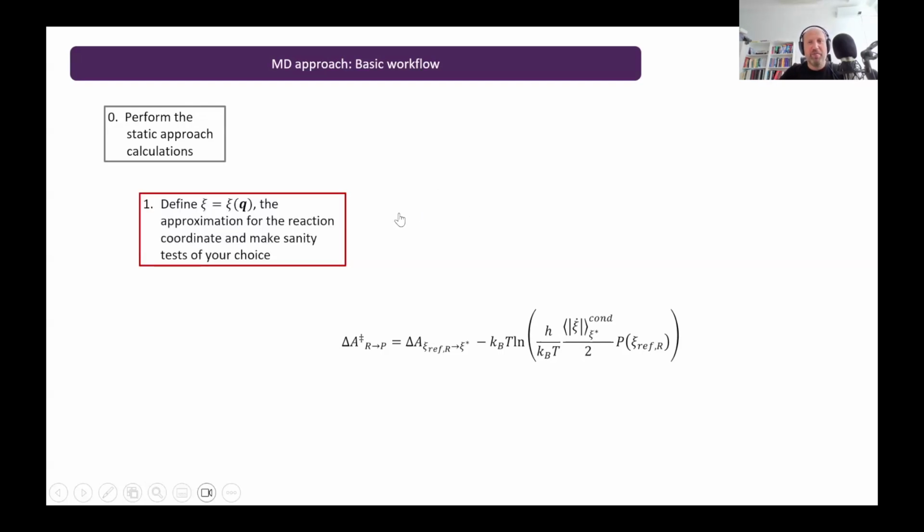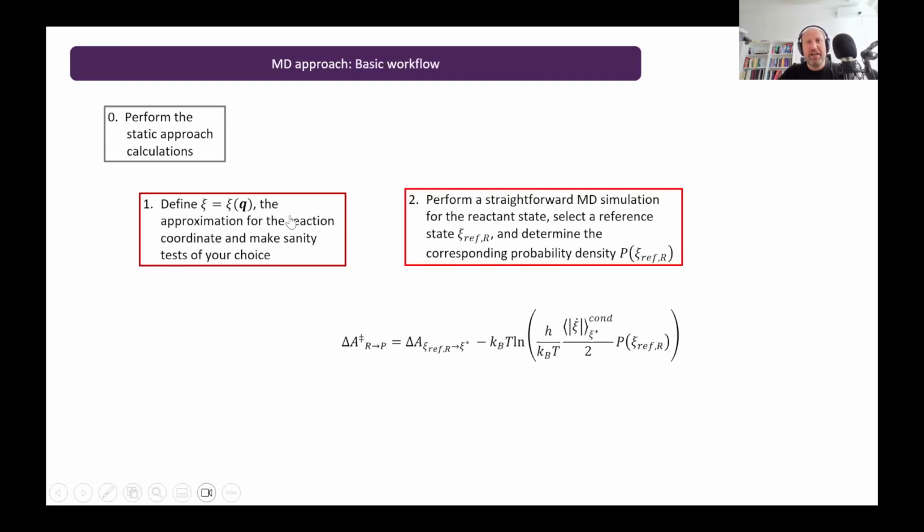The real first step in my workflow, in the molecular dynamics workflow, is to define an approximation to the reaction coordinate, which I call Xi here. This is an extremely important step because this Xi appears in all of these terms. So it's very important to make a reasonable choice, and that's why, before running any other calculations, it is important to make some sanity tests to check whether the choice that we made is really reasonable.